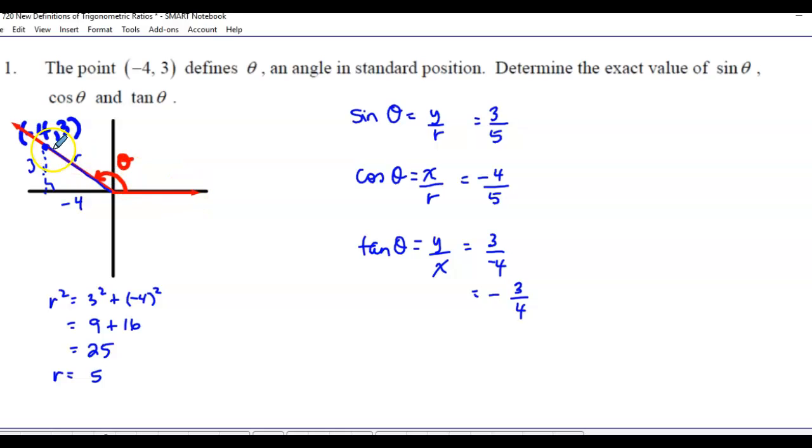So you plot your point. It's on the terminal arm of theta. Theta starts at the positive x-axis. You draw a little triangle if you need to help you know what x and y are, but you really should know. X comes first in an ordered pair, y is second. You find your r value using the Pythagorean theorem, and you fill it in.